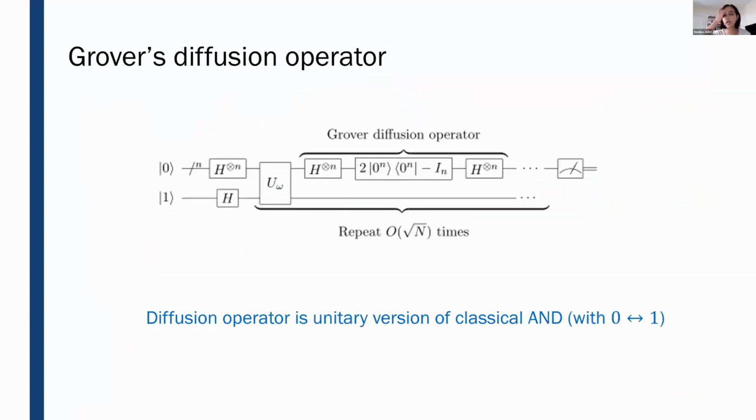Right. Okay. So that was the quantum Fourier transform. So next, let's think about a common operator called the Grover diffusion operator. So it's basically a quantum version of the classical AND gate. It occurs in the Grover search algorithm.